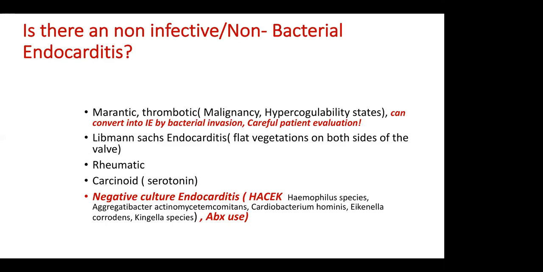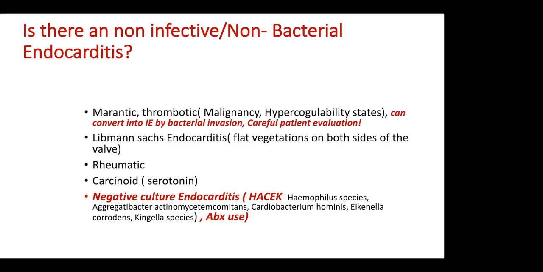Libman-Sacks endocarditis has flat vegetations on both sides of the valves. Again, it can cause valve dysfunction, and it can have similar lesions to infective endocarditis in the form of vegetations. If you treat it the same as infective endocarditis, you might not do the optimum for the patient. Of course, endocarditis can be a part of the pancarditis caused by rheumatic fever. And we know that serotonin also causes endocarditis, especially on the right side, if there is no right-to-left shunt. It will be isolated on the right side.